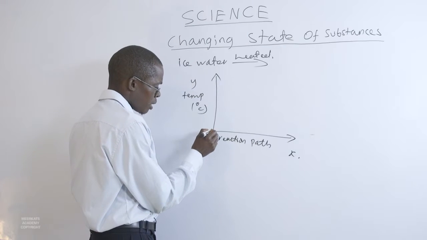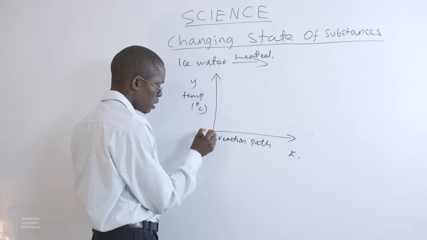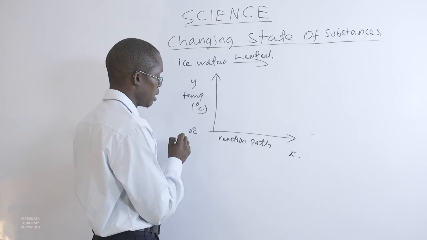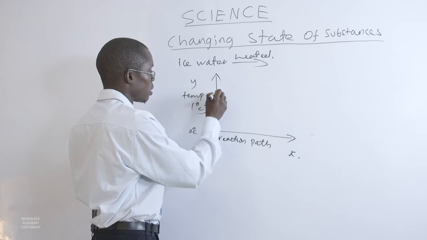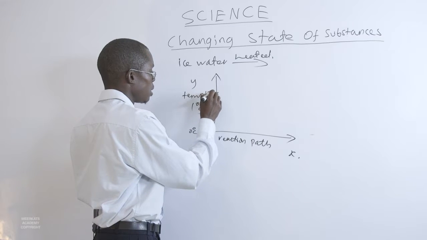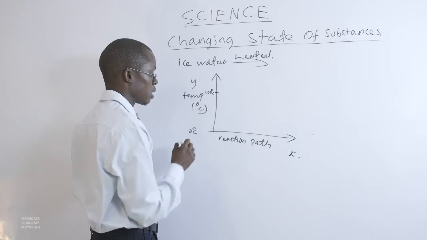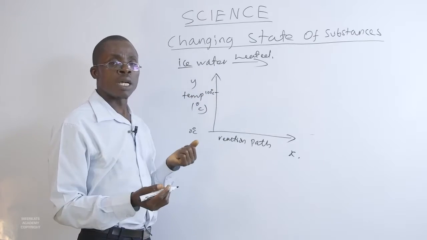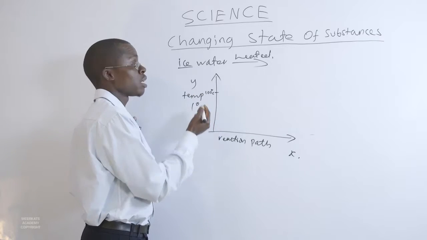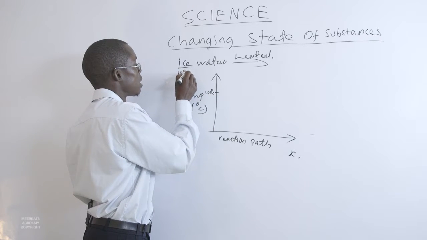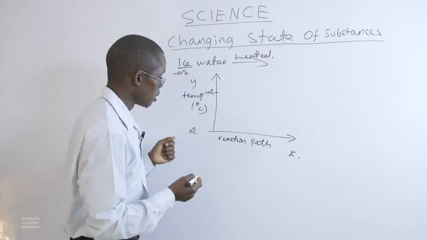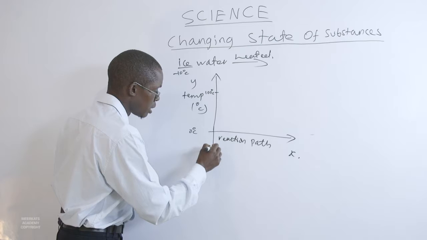Now, if we can have this one as 0 degrees centigrade, then we have this point as 100 degrees centigrade. And we are talking about ice. This ice can be at a lower temperature of, let's say, negative 10 degrees centigrade. So we can still extend this one.